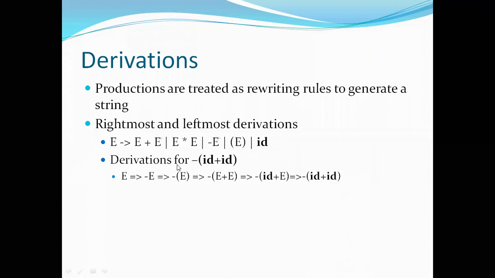So this is the derivation for the given string. We are deriving a string. E is taken, and E is replaced with minus E, and this E is replaced with E within the brackets, and this E is replaced with E plus E. This E is replaced with ID, and the next E is replaced with ID. So this is the derivation of the given string. In this derivation we have different strings, for example, ID plus ID plus ID.